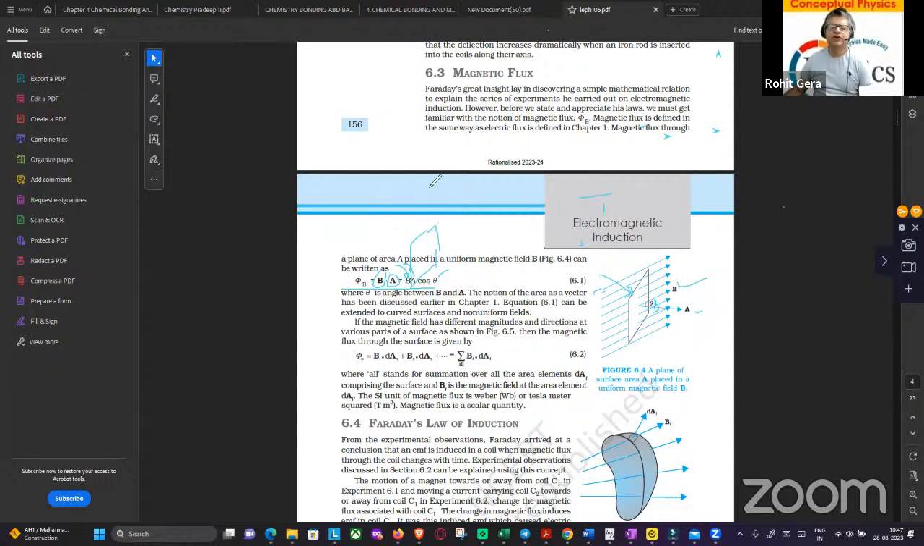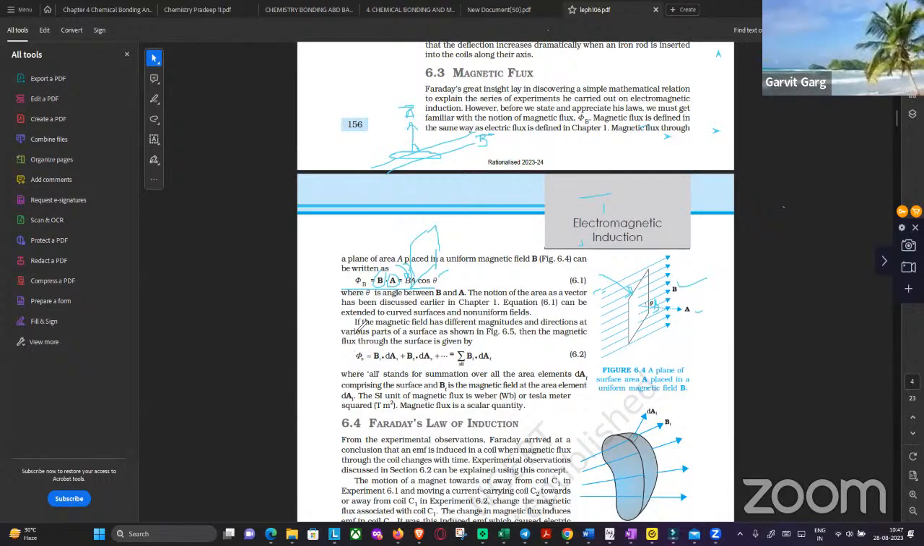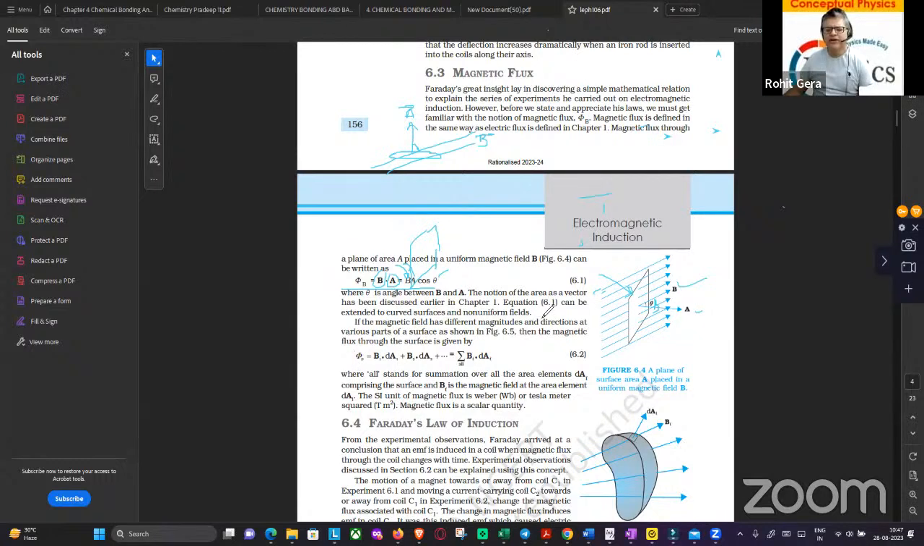Any area which you are given, for example, if you make an area like this, then the area vector is perpendicular to the area. Let's say the magnetic field is passing like this. So this angle is what we are concerned with: the angle between the area vector and the magnetic field. Okay? Simple, it matches exactly with E dot A.